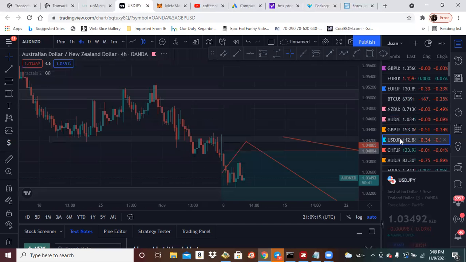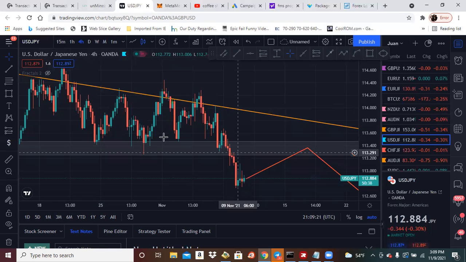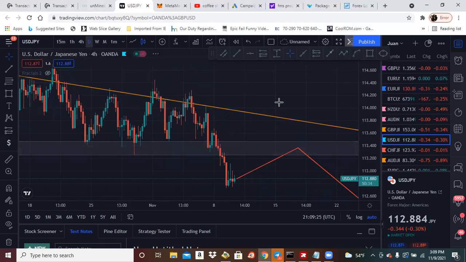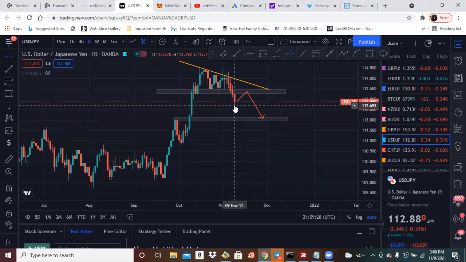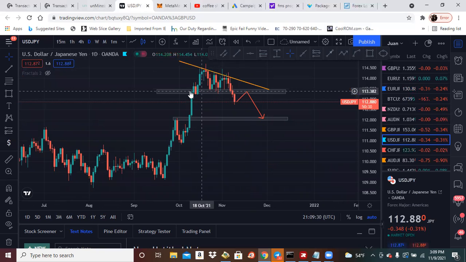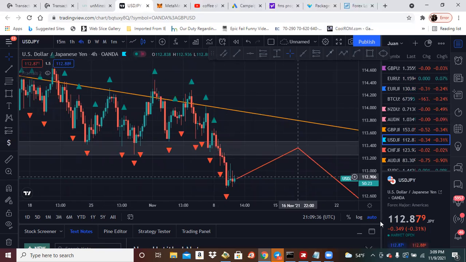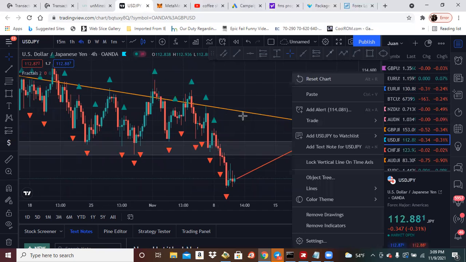We took the UJ and we actually closed out. Once we saw it broke this area, we actually closed out. So what I'm looking for now is a pullback up here to this area where it broke. Because what I'm looking at now is, let's put the fractals on real quick. Let's reset the chart.